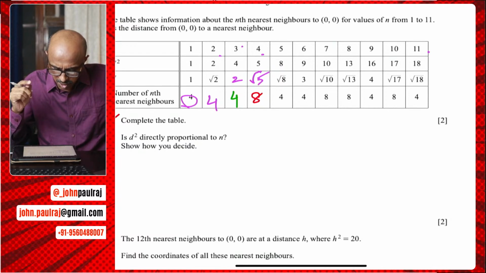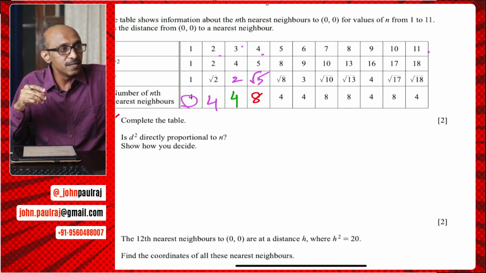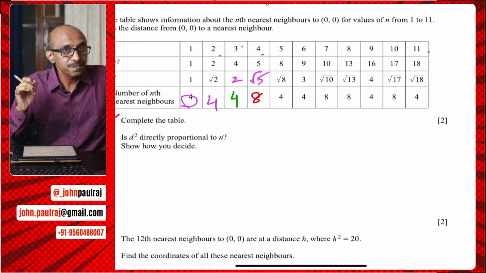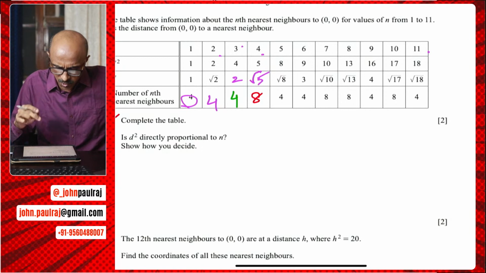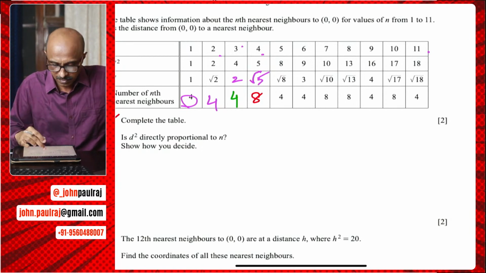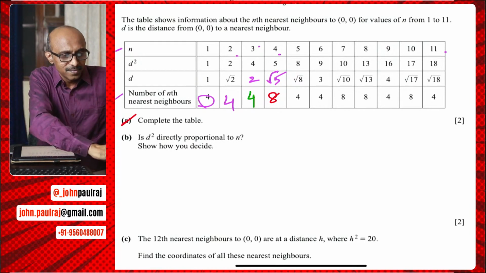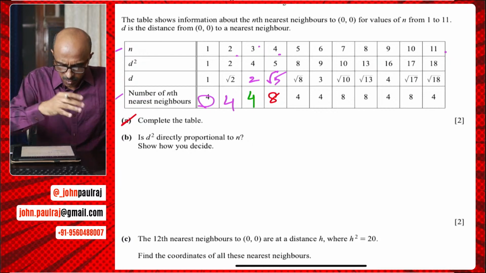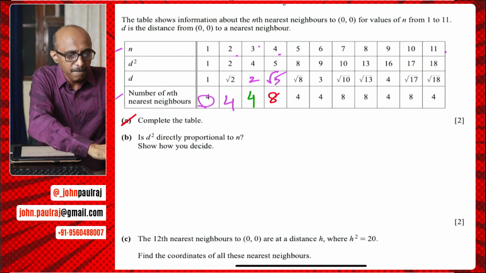Is d squared directly proportional to n? Okay, let's just put this question forward. Is it proportional? What would you say? Let's just wait for a minute. Let's just wait for a comment. What do you guys think? Is d squared directly proportional to n? And how would you decide? What is the reason that you'd give? Anyone? Is d square proportional to n? How would you decide that? Feel free to put it on the chat, please.